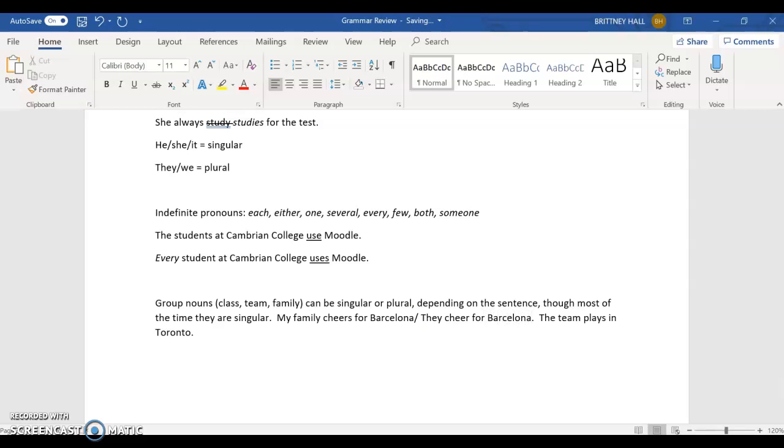The team plays in Toronto. The team, even though it's a large number of people, they play in Toronto. The team plays in Toronto. So keep in mind that this will require a bit of thinking. If you're using a new indefinite pronoun, something that you're not using very often in your writing, pay attention.